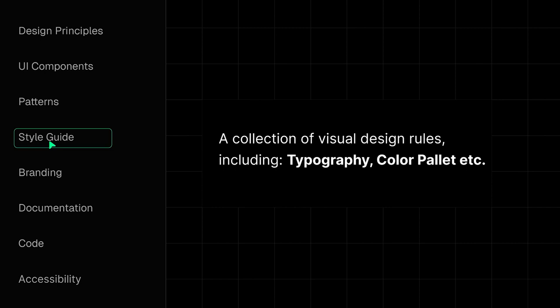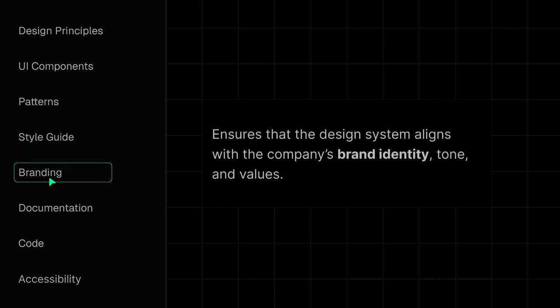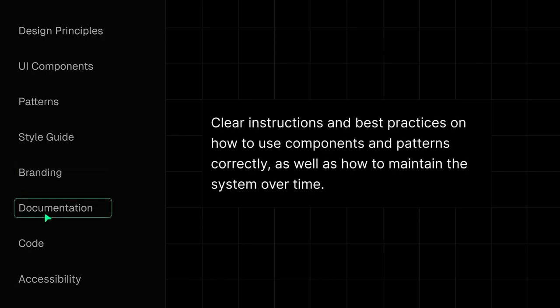Next we have a style guide, which is a collection of visual design rules such as typography and color palette, and there are a lot of them which we are going to be covering in this course. Next we have branding. It ensures the design system aligns with the company's brand identity, tone, and values. Then we have documentation, which is clear instructions and best practices on how to use a component and pattern correctly, as well as how to maintain the system over time.